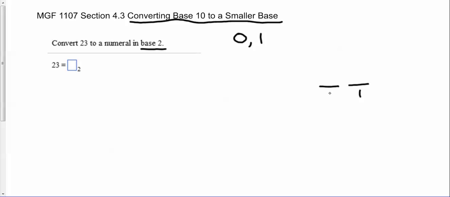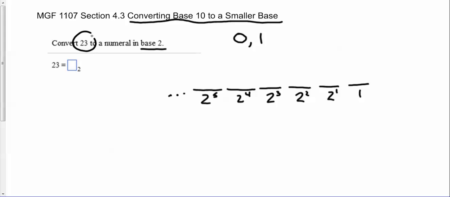And since it's base 2, the next one to the left will be 2 to the first, which is just 2. The place value to the left of that will be 2 squared, which is 4. And to the left of that one will be 2 to the third, which is 8. 2 to the fourth, which is 16. 2 to the fifth, which is 32. And so on.